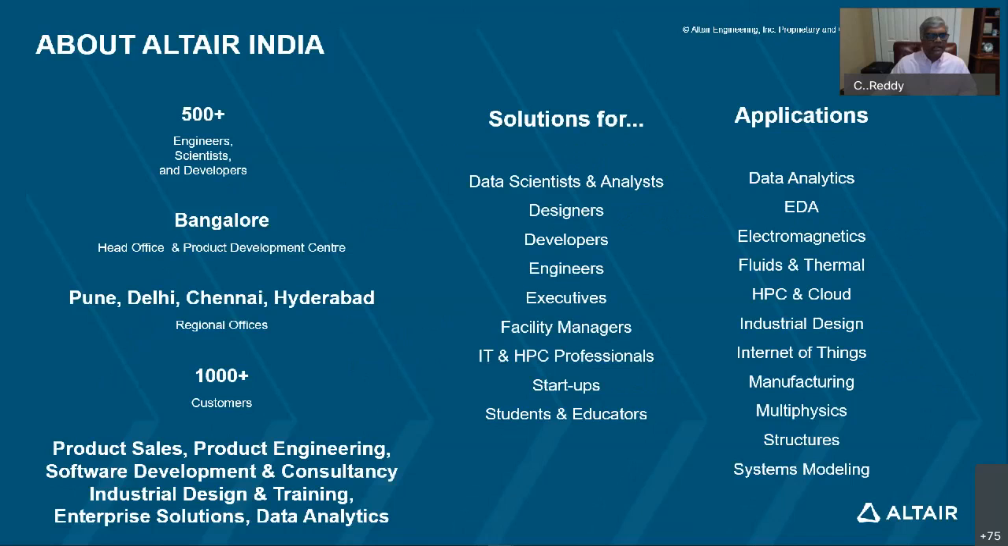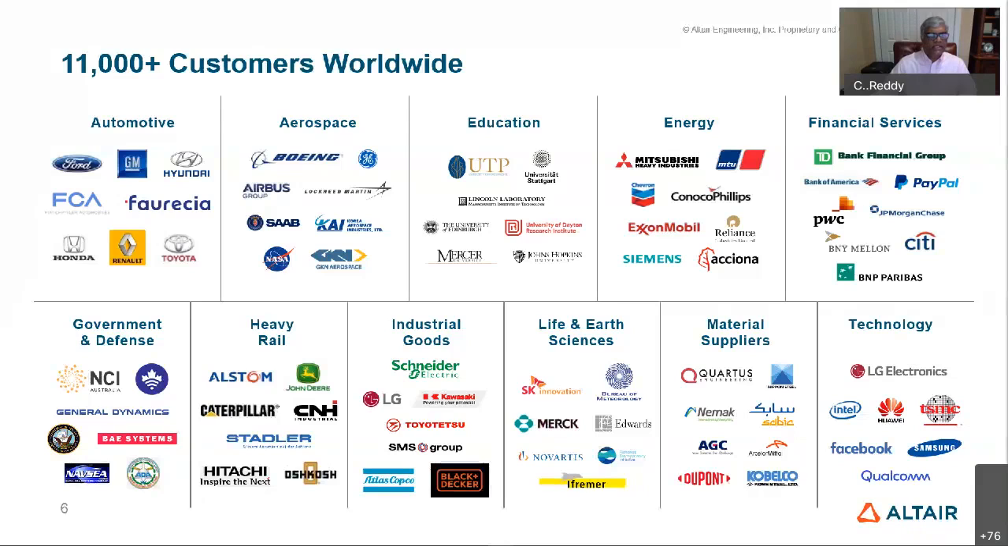Also, Altair has a very big presence in India, not only in the sales and marketing, but also in the development side. So we have one of the largest offices in Bangalore, based there. And then we have offices in Pune, Delhi, Chennai, and Hyderabad, and other places as well. So we serve the Indian market and also the subcontinent there very well from our Bangalore office.